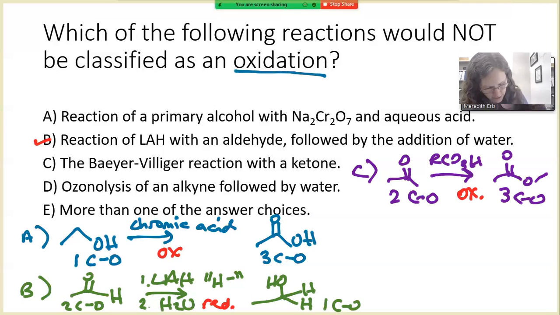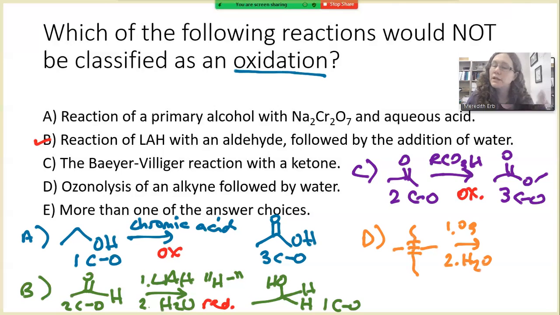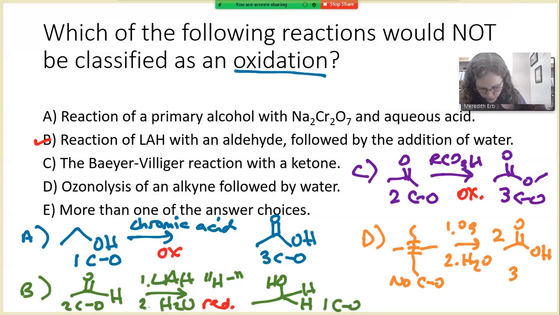Lastly, let's take a look at option D. Option D says ozonolysis of an alkyne followed by water. So say we have an alkyne and we go ozonolysis followed by H2O. The key thing to remember here is that we're cleaving that triple bond and making carboxylic acids. So in this case, we would have no C to O bonds to 3 C to O bonds. So this also is an oxidation reaction. All right, so of all 4 choices, only B is a reduction.